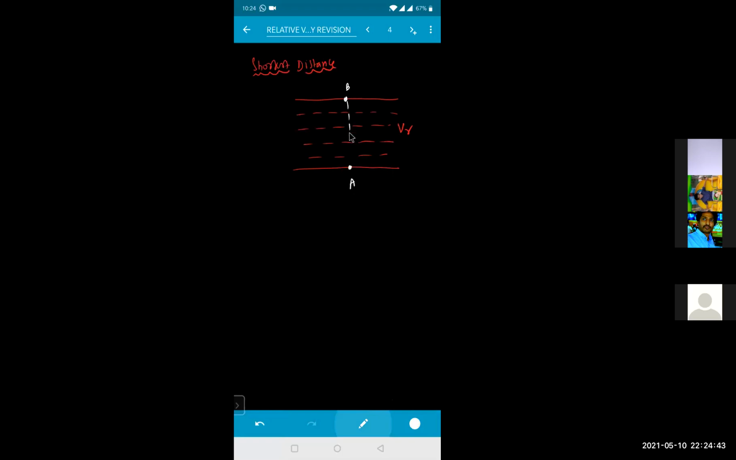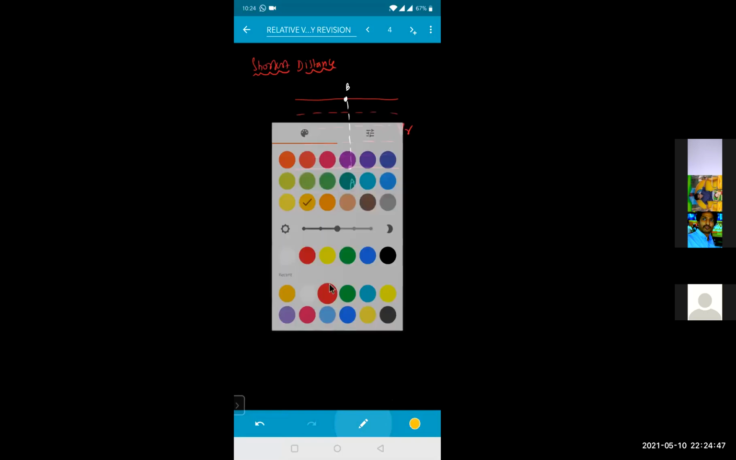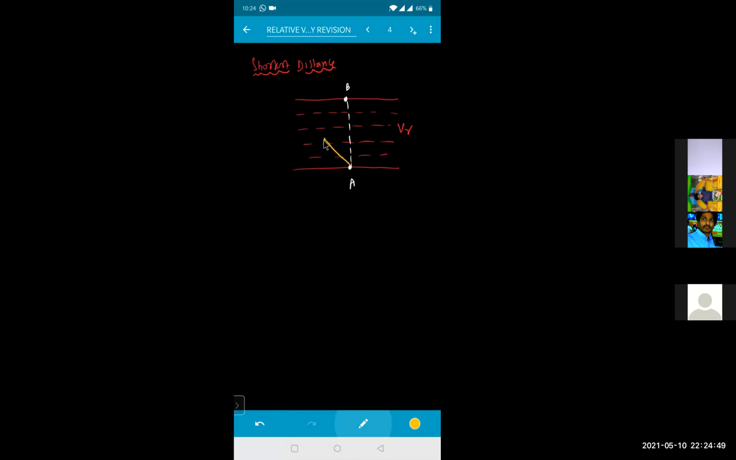So in order to reach exactly the opposite point, I need to start my journey against the water flow. That means this should be the velocity of the man or swimmer. He'll be pushed here, so this will be the theta. Finally he'll be going in this direction. So this will be the velocity of the man with respect to the river.